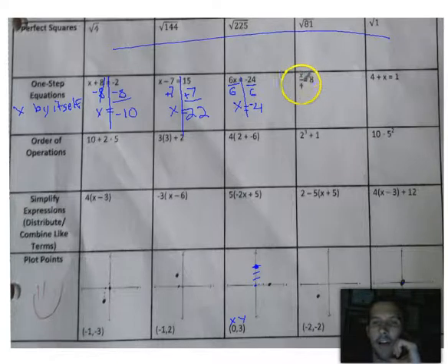Now, I have x divided by 4. Well, the opposite of division is multiplication, so I'm going to multiply this side by 4. That means I'll multiply this side by 4.